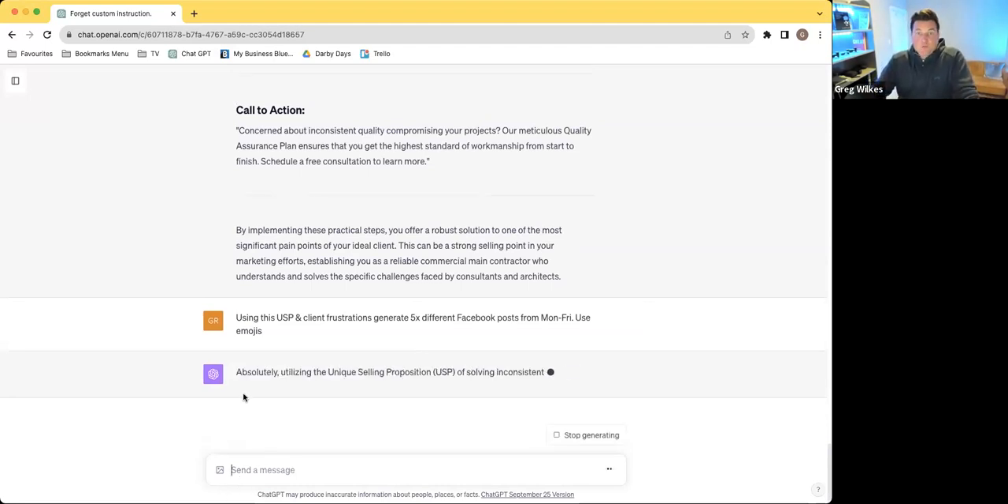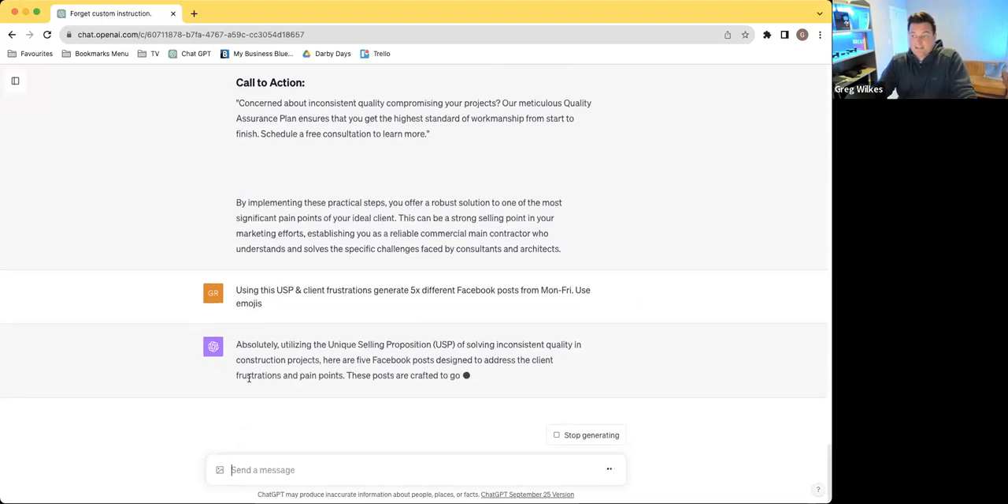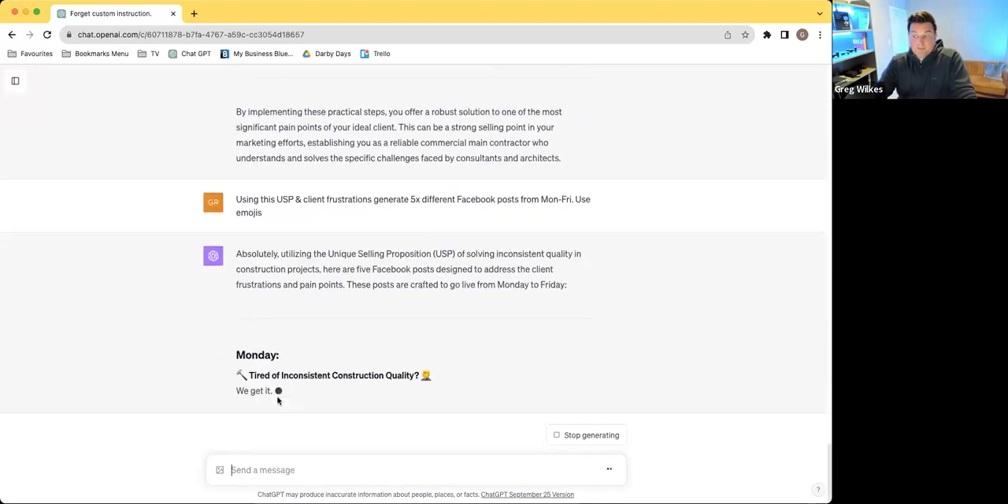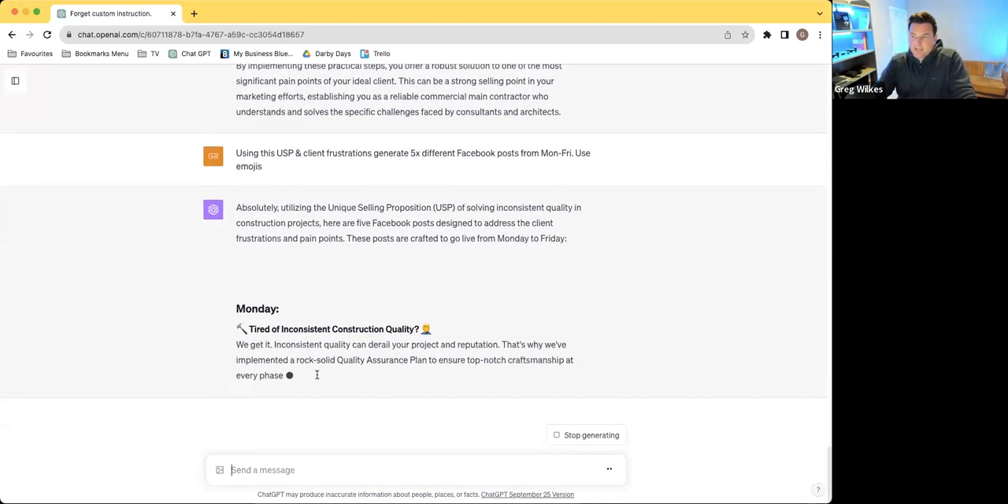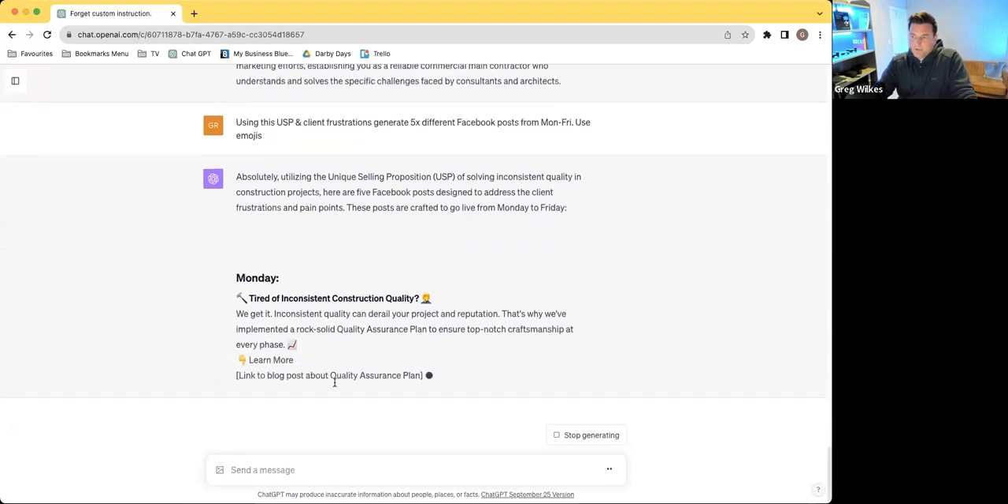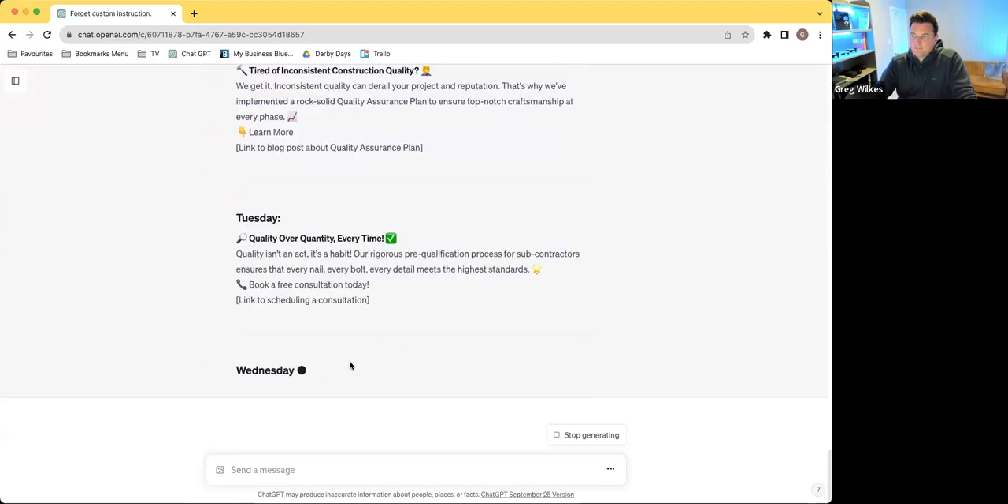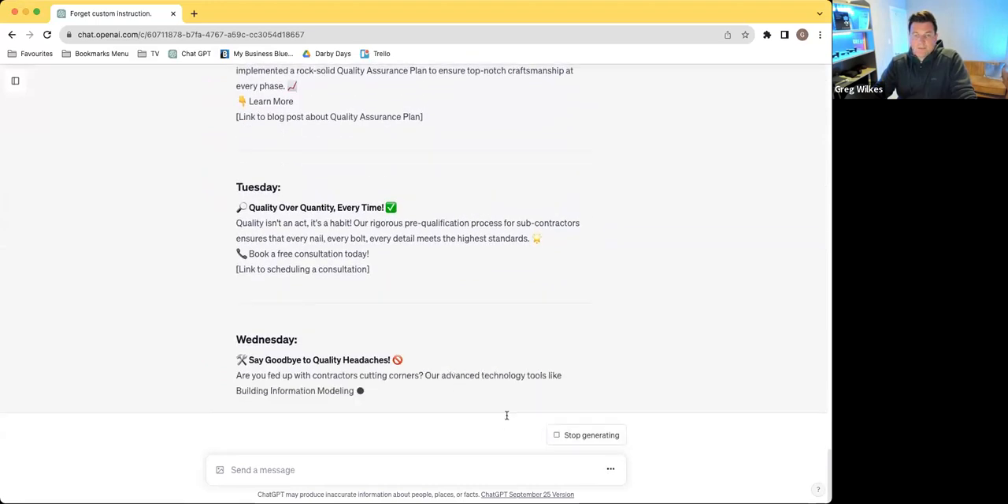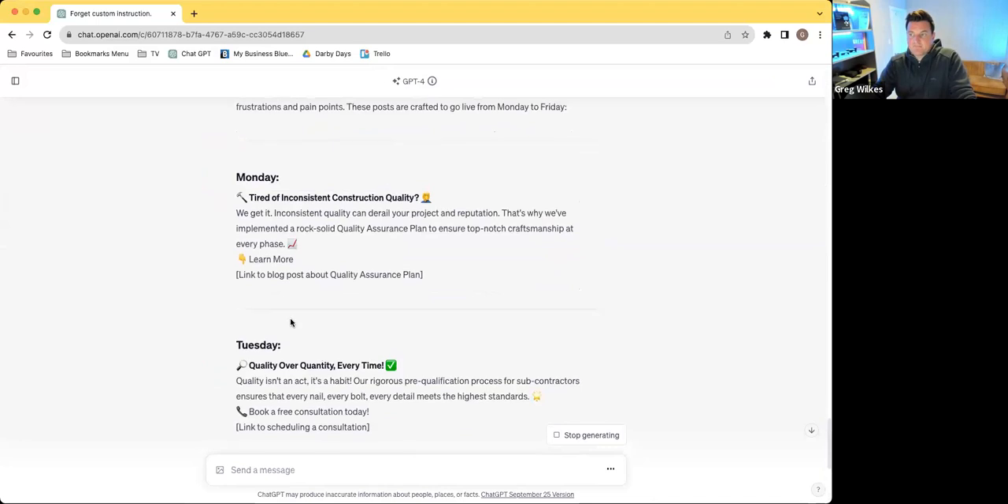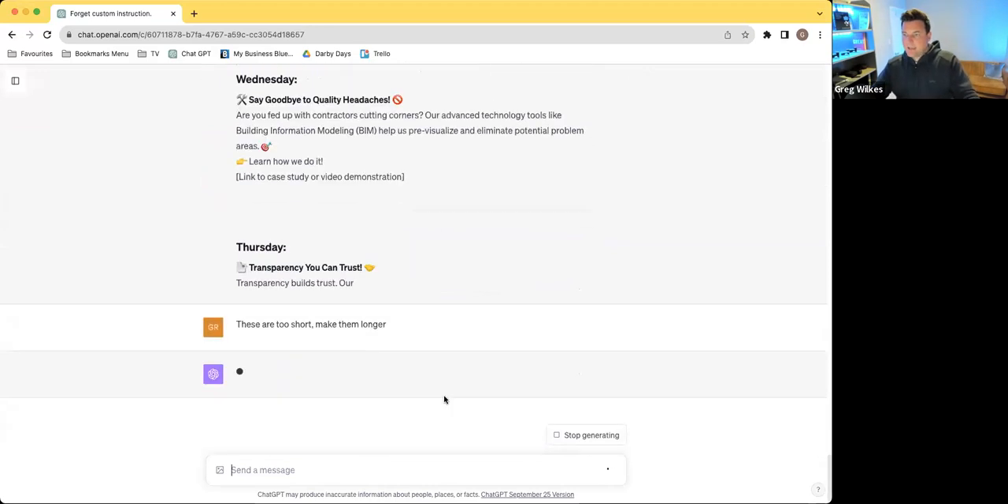And it's going to pump out all the content you need for the rest of the week to appeal to this type of client. So here we go on Monday, and it's just going to go through the lot, and it's going to give you all. So these are nice and short. Yeah, in fact, they're too short there, but you could just jump in there and say, sorry, these Facebook posts are too short. So I'll just say that to it. These are too short. Make them longer. And it will do it again.